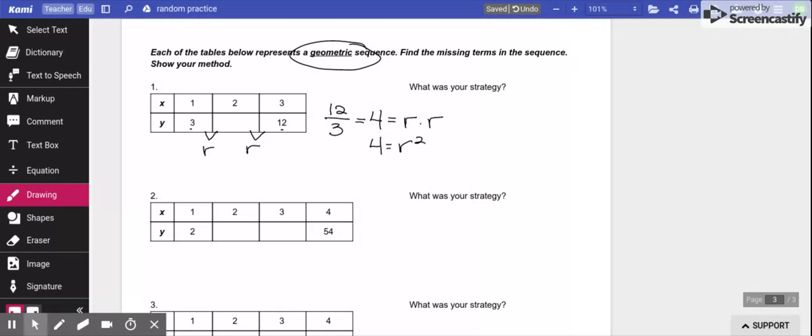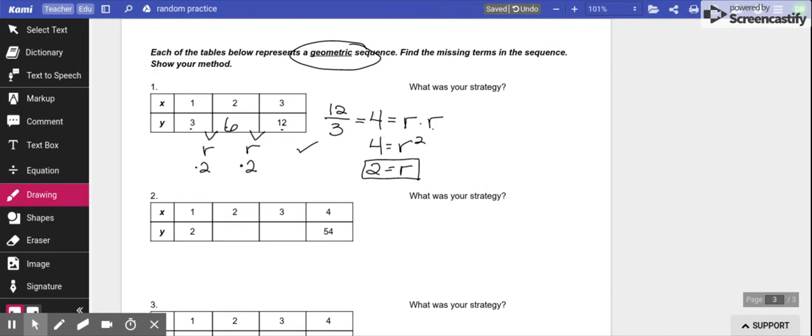So what number times itself 2 times gives me 4? Correct, 2. So I'm going to say my common ratio is 2. Let's check that out. 3 times 2 would give me 6. 6 times my common ratio of 2 would give me 12. Perfect. Let's look at the next example.